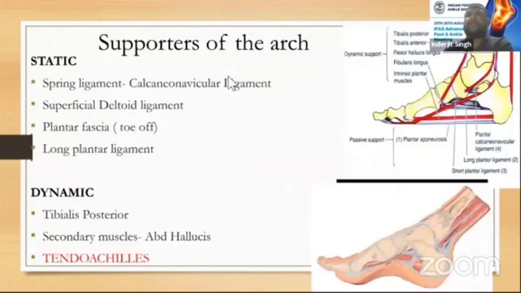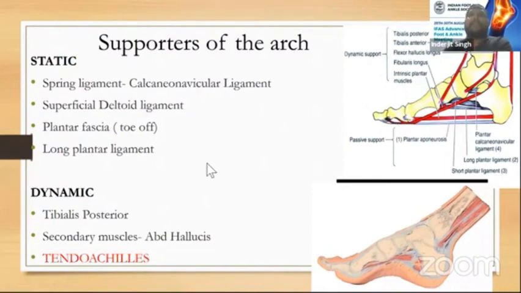So coming to the supporters, the static structures are the spring ligament. Spring ligament is basically the hammock. Just below the talus head, it's the calcaneonavicular ligament which holds the talus head in place. Also, there is the superficial deltoid ligament, the plantar fascia, which helps to toe off. Then the long plantar ligament, which is equally important.